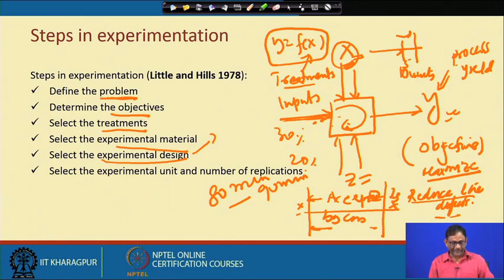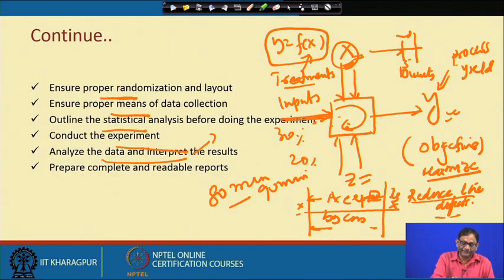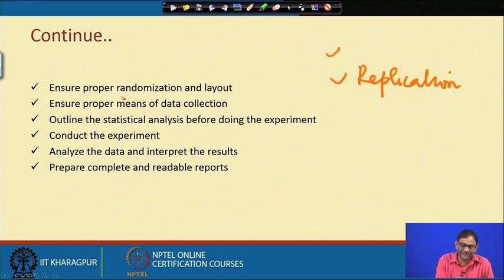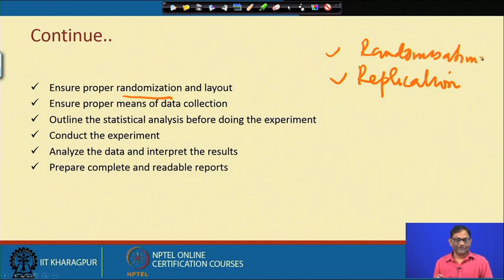Select experimental unit and number of replications, very important. I will tell you in the principles of DOE what we mean by replication. Then, ensure proper randomization and layout. Please keep in mind these words. One is, as I told you, replication. Another one, now we are saying, randomization. I will explain what is randomization and replication with some examples.